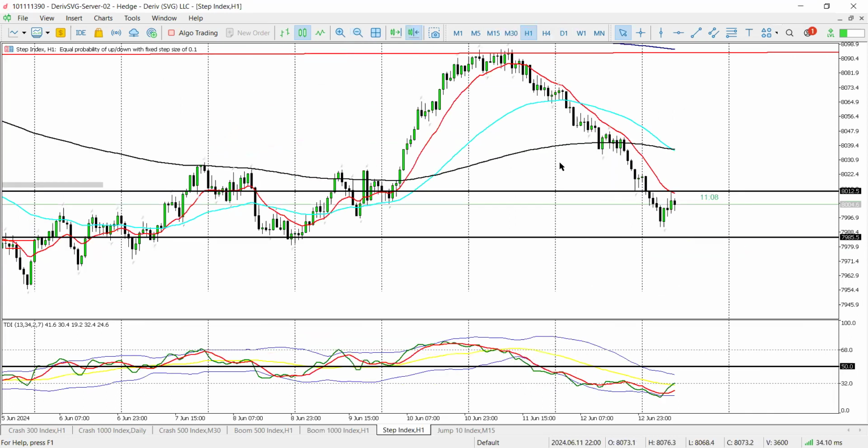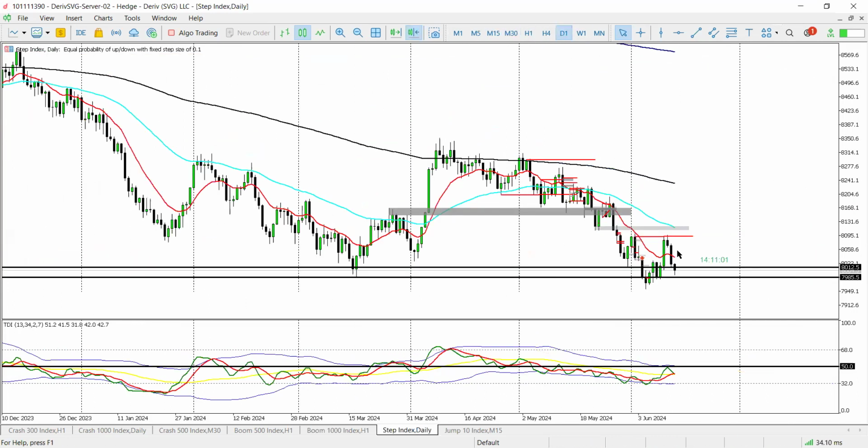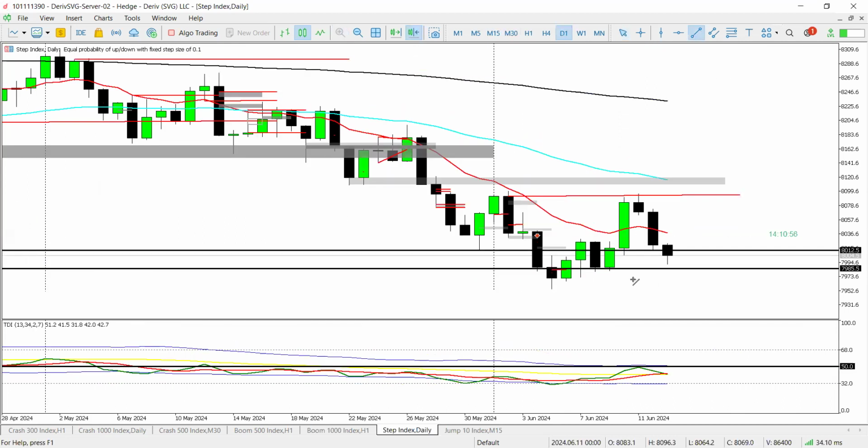Let's see. Okay, let's just go back to the daily there. All right, so we're looking for a sell motion. Okay, I'd sort of confused myself there. We're looking for a retracement. This was the last day's lows, and this was yesterday. So we're looking for a retracement back to the 13.